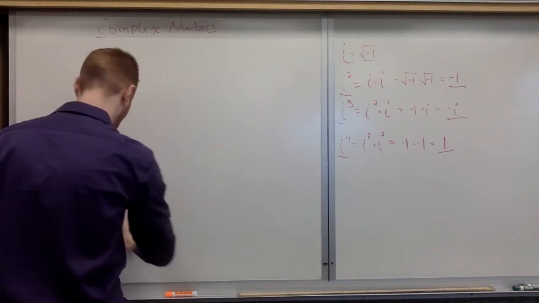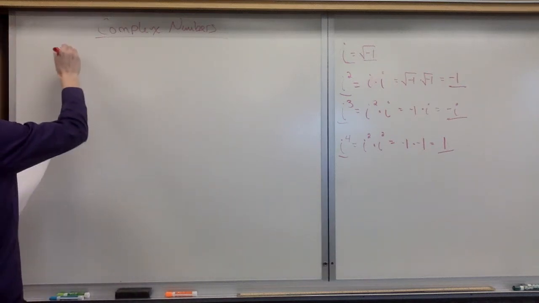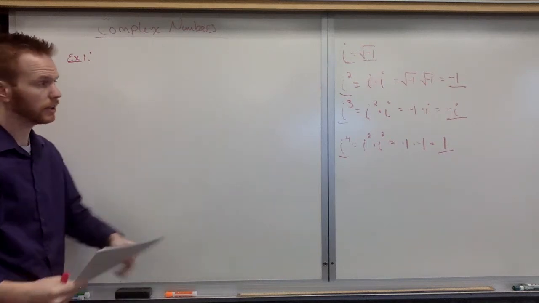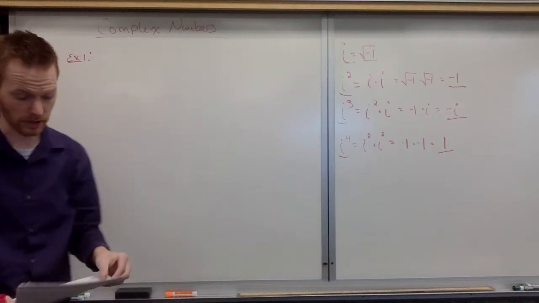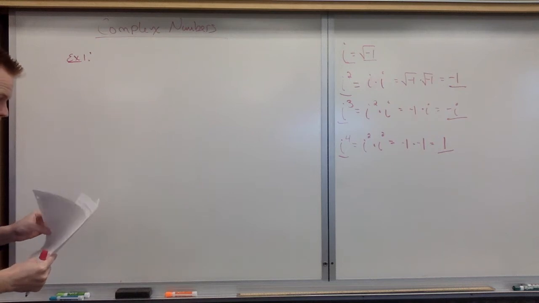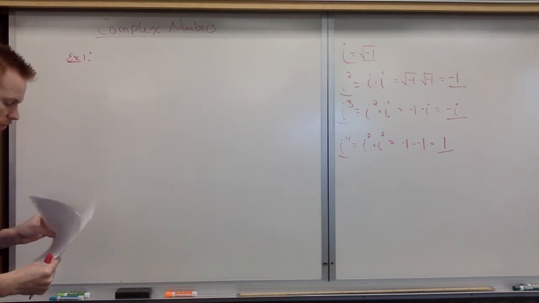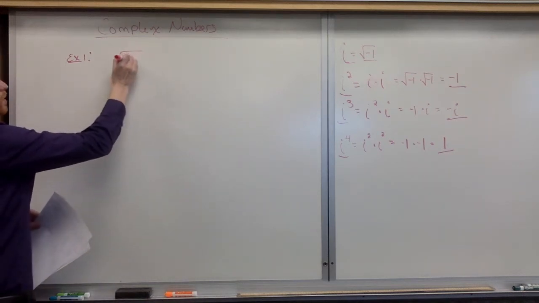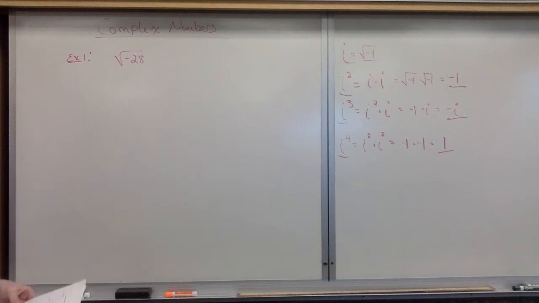All right. So knowing this fact about imaginaries, and I'm going to leave this off to the side so we can reference it, let's go ahead and simplify a square root that has a negative. First one, square root of negative 28.